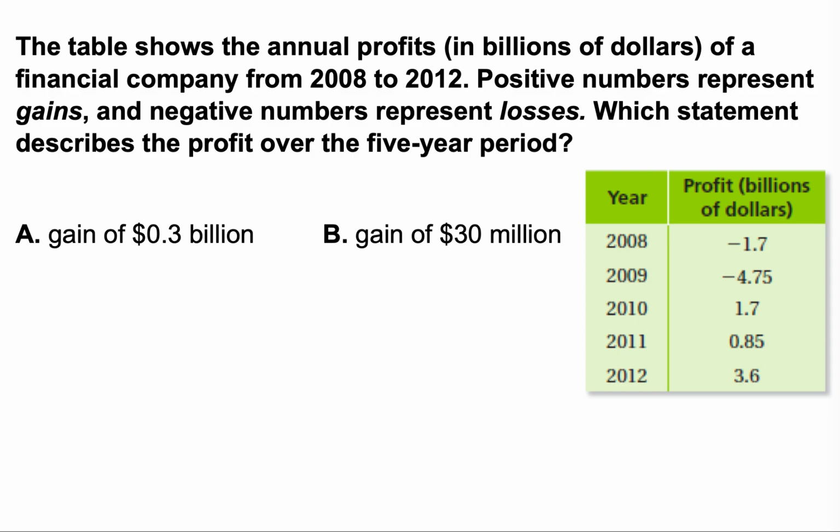For this next one, it says the table shows the annual profits in billions of dollars of a financial company from 2008 to 2012. Positive numbers represent gains and negative numbers represent losses. Which statement describes the profit over the 5-year period? All right, so I need to look at our profits in billions of dollars, and I need to figure out what our total amount of gain is going to be.